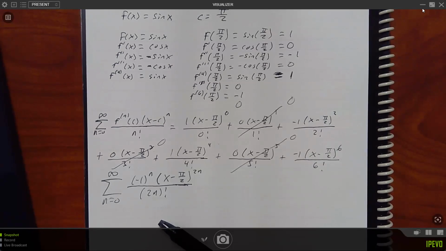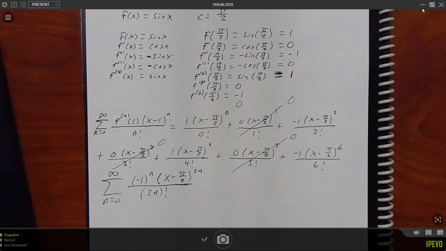Any questions on this example? Yeah. Hope so. When you get to the homework, let me give you some pro tips.